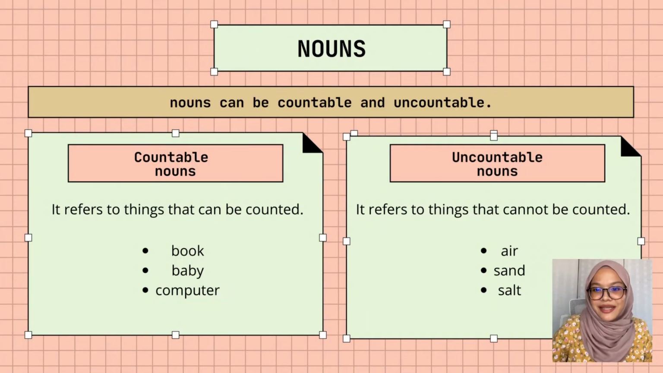Let's learn the basics first. Nouns can be countable and uncountable. Countable nouns can be counted, for example, book, baby, computer, and so on. Uncountable nouns cannot be counted, for example, air, sand, salt, and so on. When you learn a new noun, you should check if it is countable or uncountable and note how it is used in a sentence.